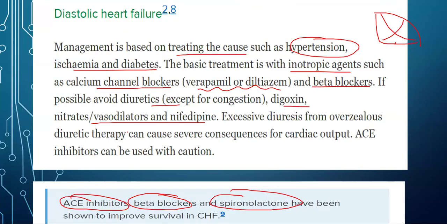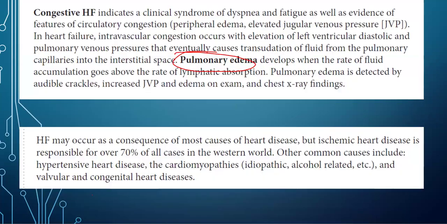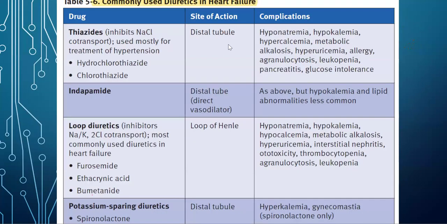Moving on. Some of the commonly used diuretics in heart failure. As you can see, we use a lot of diuretics in a heart failure patient. The common diuretics that we use are loop diuretics, or furosemide. And sometimes, as part of hypertension, we can use thiazide diuretics.